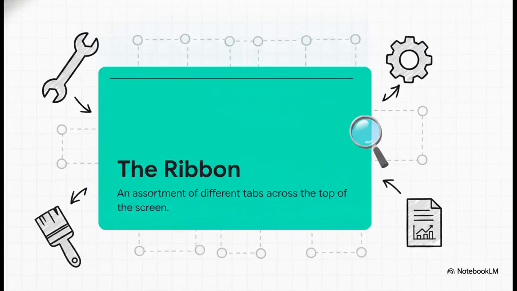Okay, so the absolute very first thing you've got to understand is the ribbon. This is your main command center right across the top of your screen. It holds literally all the buttons, menus, and galleries you'll ever need. Just think of it as a giant, highly organized toolbox. Clicking a specific tab just opens up a different tray of tools tailored for exactly what you're working on.